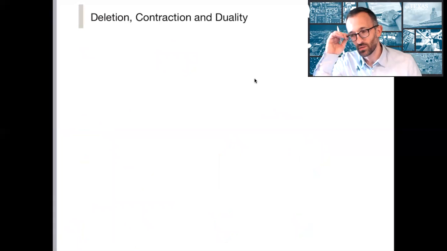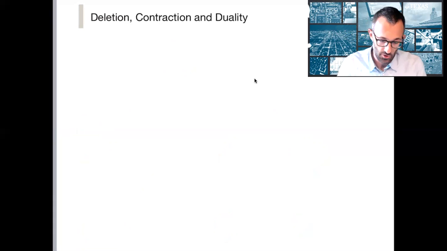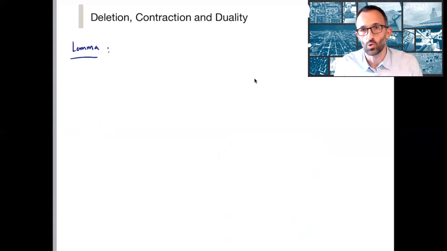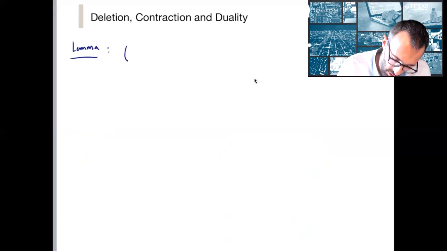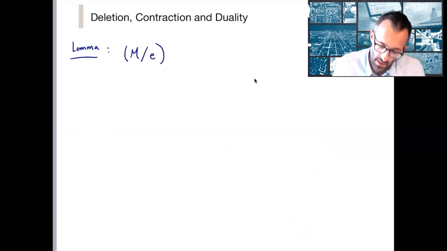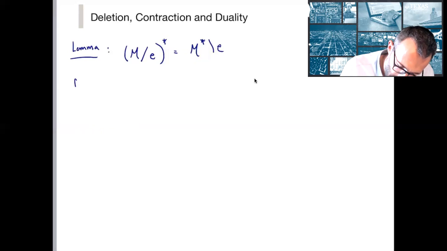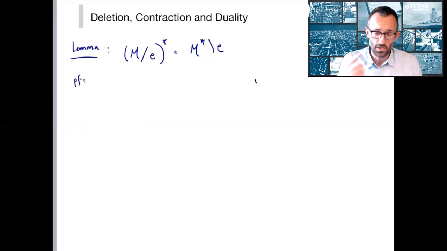So now let's see the relationship between deletion, contraction, and duality. And I'll write this in the form of a lemma. It basically says that these are dual operations of each other. In other words, if I look at the contracted matroid and look at its dual, it is exactly equal to the dual matroid with the edge E just deleted. So let's give the proof of this. It falls into two cases.